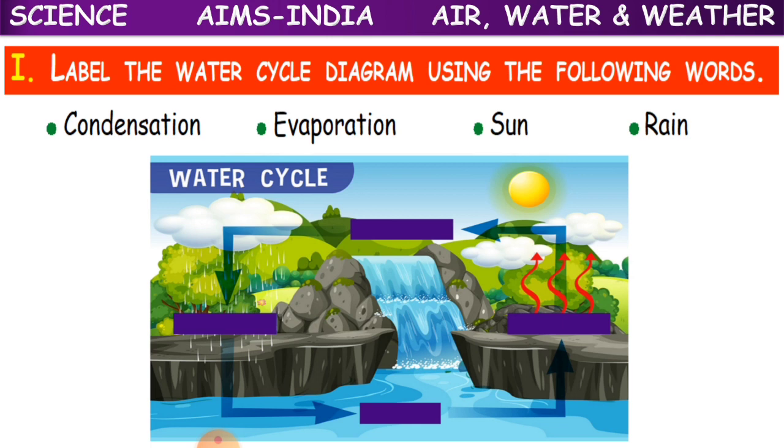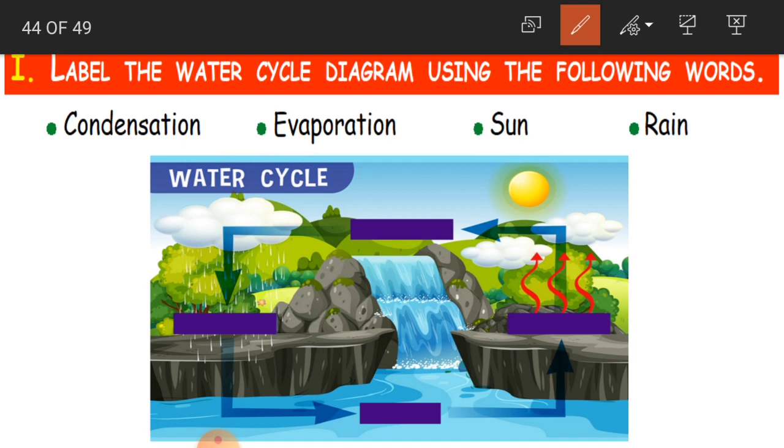Here, if you see, you have got the water cycle diagram. Now we have to label it, and the words are given here. So, condensation. Where is condensation? Condensation, then evaporation, sun and rain. We'll start from evaporation. So, where is the water here?